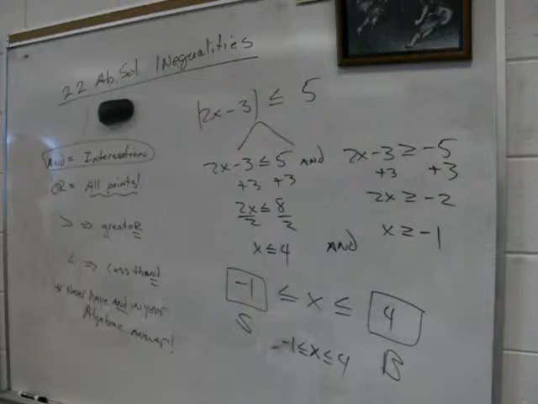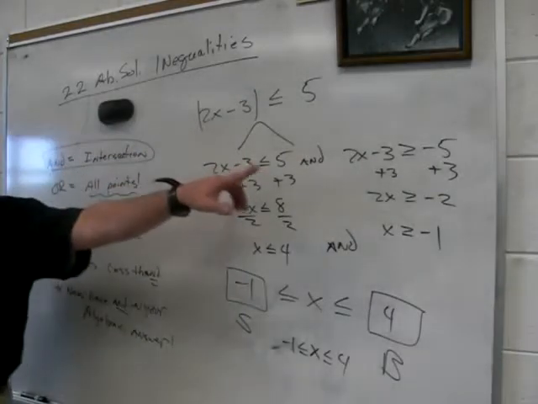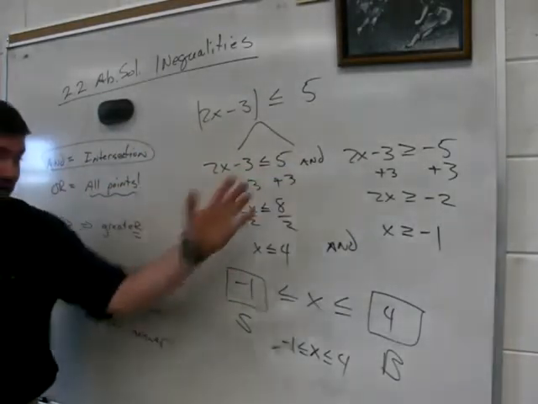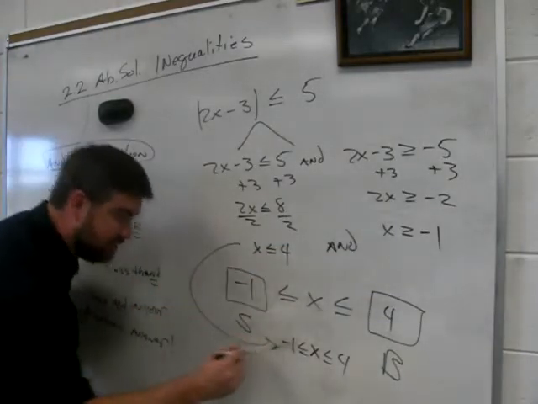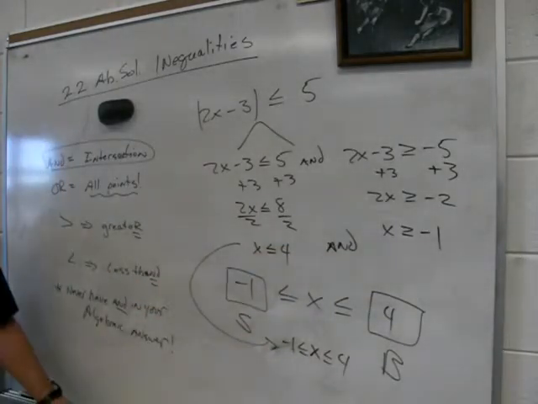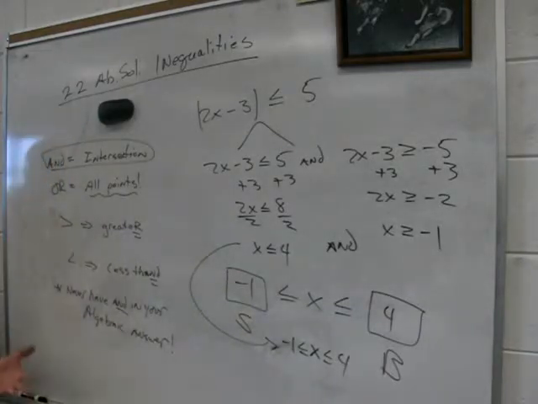Okay, so in review, we break it up, we write "and" in the middle, we solve and solve. With "and" in the middle, you have an extra step. You have to write it as a compound inequality with the smaller number on the left and the bigger number on the right. Question?